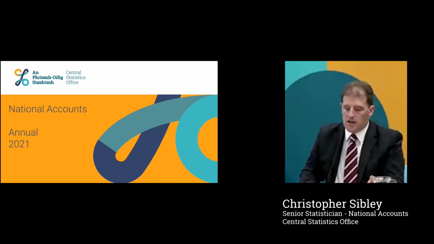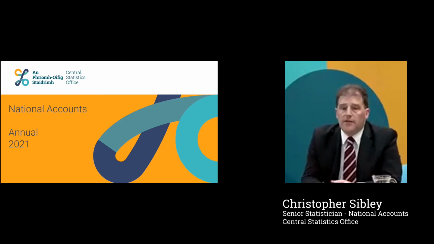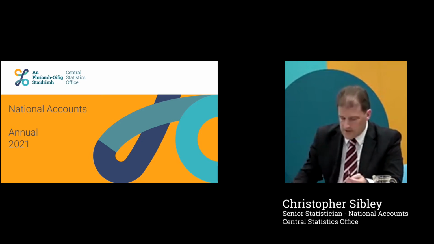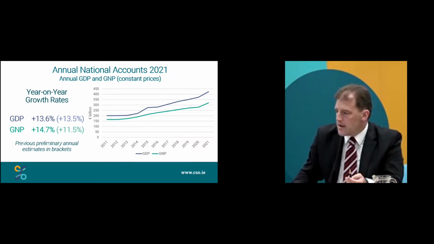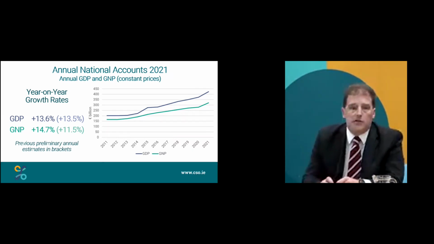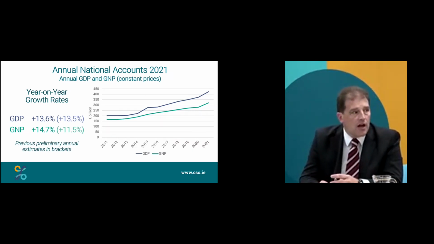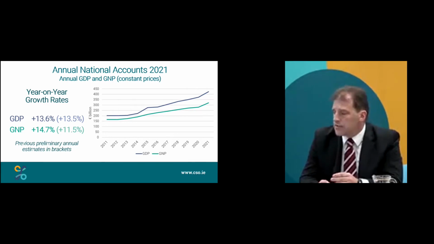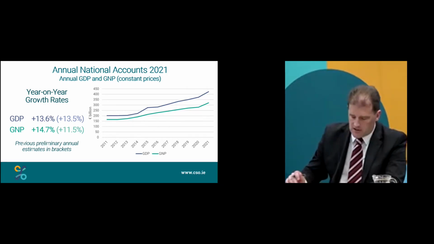Good morning, everyone. I have the new set of annual national accounts for you for up to 2021 and the restated quarterly 2022 results. The main message today is that the GDP growth rate is unchanged for 2021 at 13.6%, up marginally from what we had for the sum of the quarterly data for the year. GNP is up to 14.7%. But I think the main message is that GDP is largely unchanged.